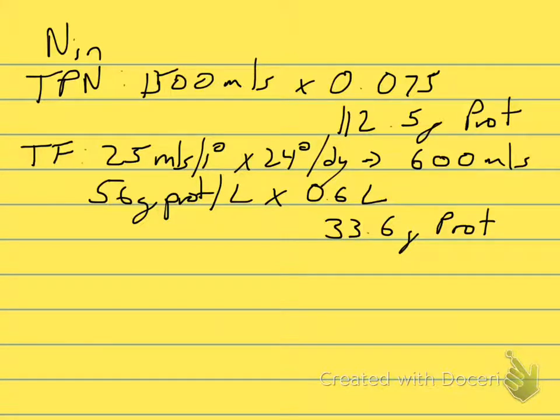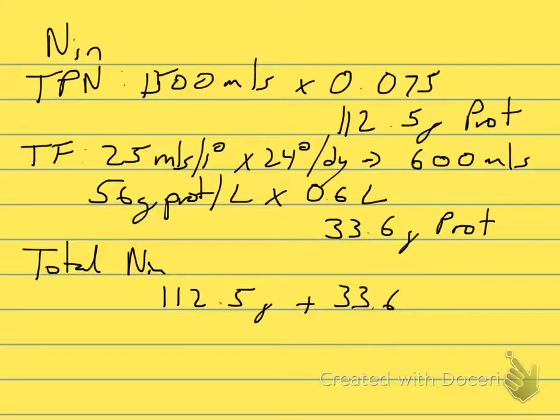So, total nitrogen in is our 112.5 from the TPN plus 33.6 coming in from the tube feeding, which is going to give us a total protein in of 146.1 grams. Okay? Again, that's protein, that's not nitrogen. To convert it to nitrogen, we have to multiply it by 16%.